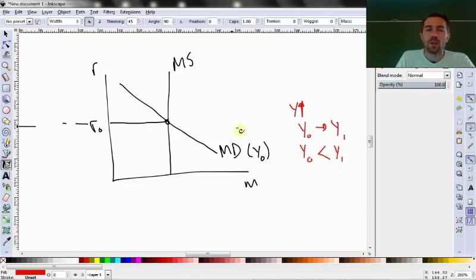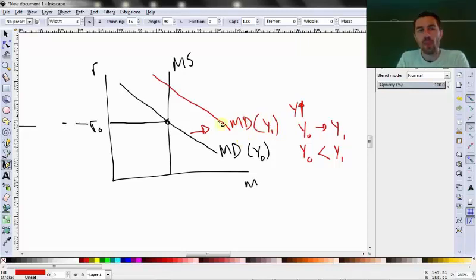Okay. So if we've got a higher level of output, what happens to our money demand? The quantity of money demanded at any given interest rate increases. In other words, our transactions demand for money increases. When our transactions demand for money increases, our money demand curve shifts to the right. So we have a new money demand curve, MD given Y1.